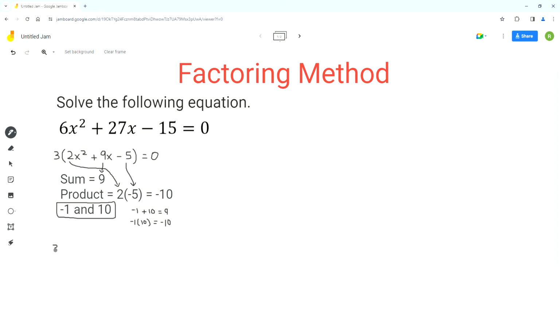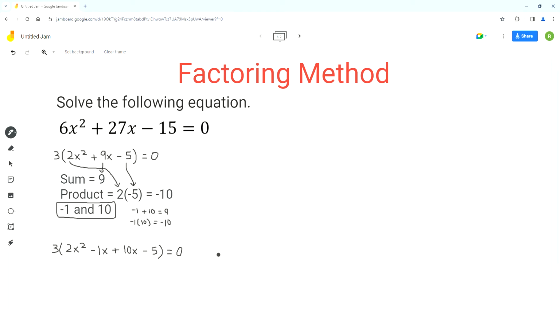So we keep the 3 in the front, then the parentheses, then the x squared term stays the same. And now instead of 9x, we write -1x plus 10x. And then minus 5. Close the parentheses, equal to 0.